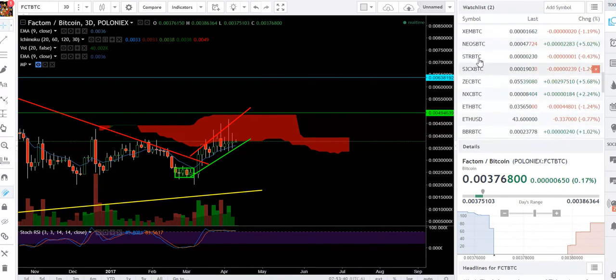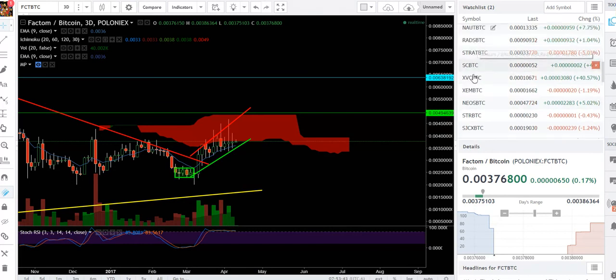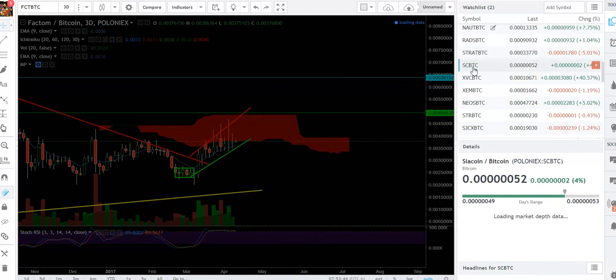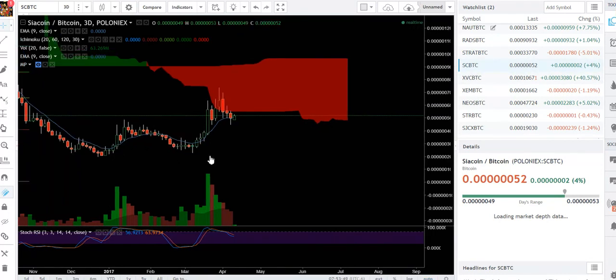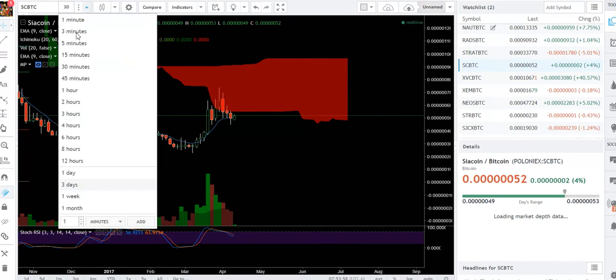Let's see, where's our Siacoin? Let's see, same thing, guys. Right in a 3-day cloud, okay? Where this thing wants to come up, it just keeps getting smacked down. So what's going on with this is the same thing. It has to get enough oscillations.